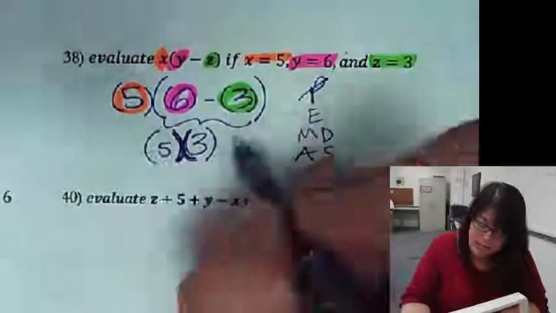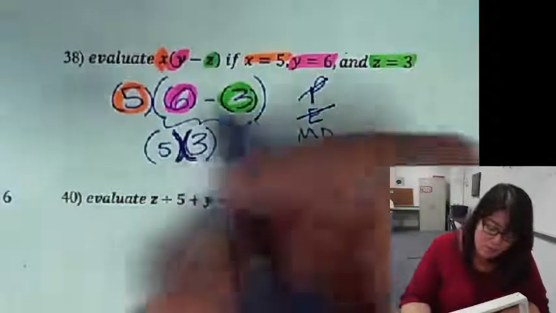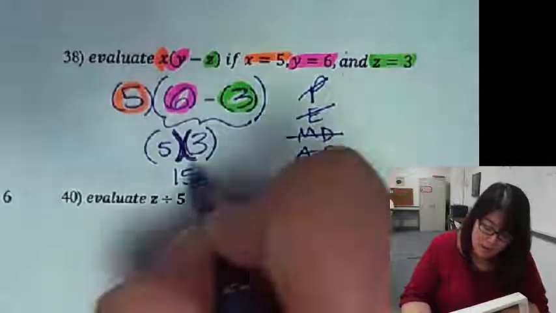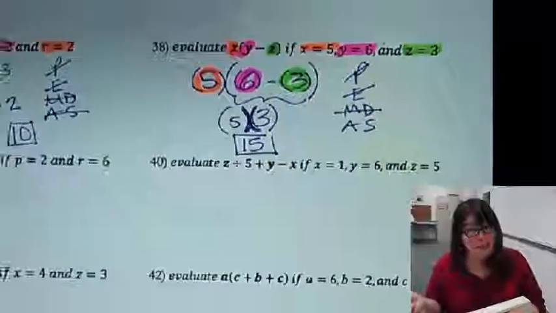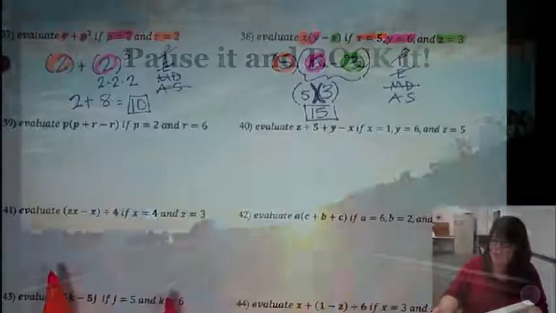I don't have any exponents. Multiply and divide. These two right together means multiply. So 5 times 3 is 15. And I don't have any addition or subtraction, so I'm all done. Why don't you take a look at 39 and 40? Come on back when you think you've got it.